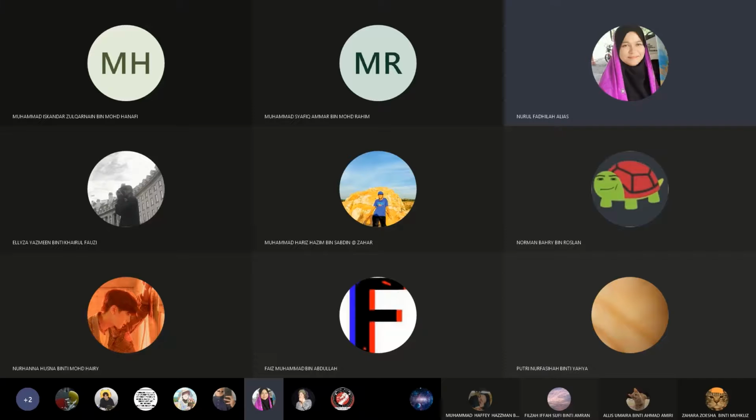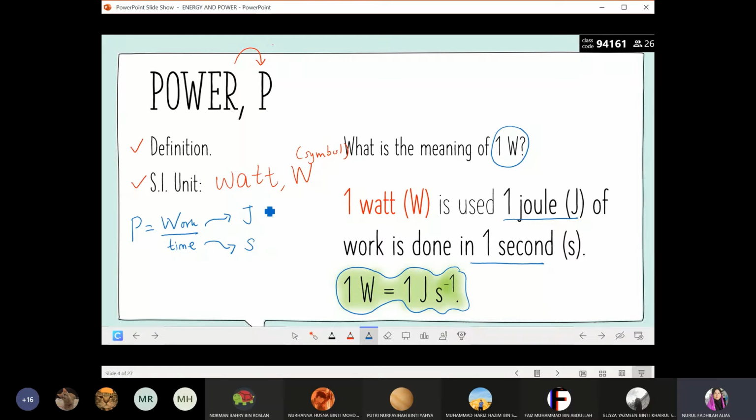And time, the unit is second. So you see joule per second. So if you have power 1 watt, 1 watt is equivalent to 1 joule per second. So this one, you just write in this form. Just write it in a sentence. Power is 1 joule of work done in 1 second.